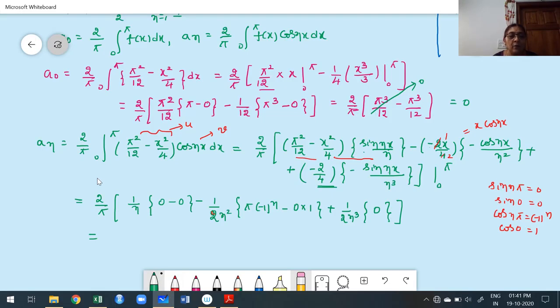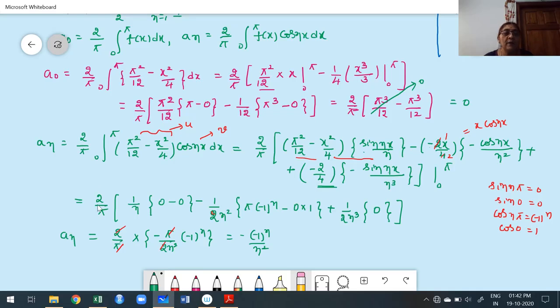Observe carefully. If you want to write once again, in case you are confused, pi into minus pi by 2n square into minus 1 to the power of n. Now pi is cancelled, 2 is cancelled. What's the remaining now? Minus of minus 1 to the power of n by n square. This is my an.